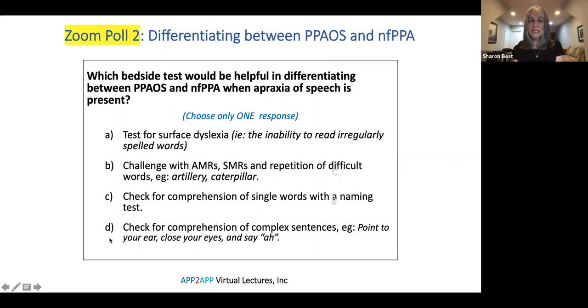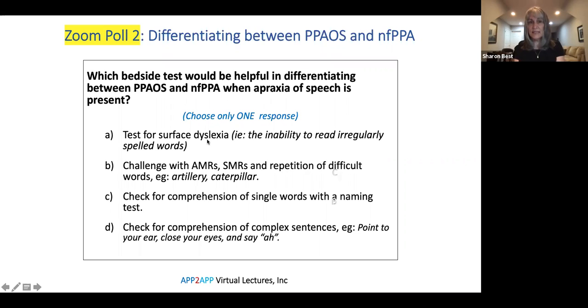So hopefully you picked D. D was one of the supporting features. That supporting feature would tell us that not only does the patient have an apraxia of speech, the impairment of planning and motor movements to articulate words, they also have a comprehension problem. So they have an aphasia. Remember, they must have an aphasia to be the non-fluent PPA.